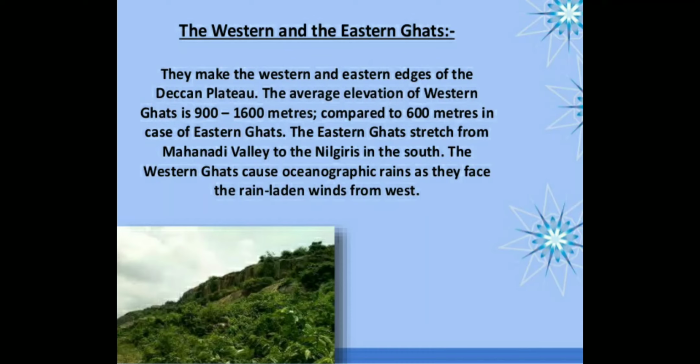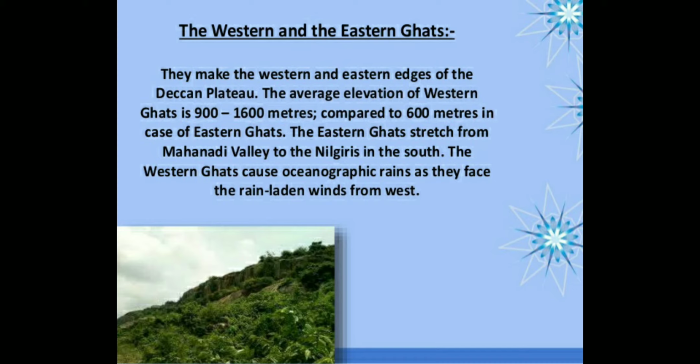The downmost southern part of India has two sides. On one side you find the Bay of Bengal, on the other side the Arabian Sea. The side adjacent to the Arabian Sea has a chain of mountains known as the Western Ghats. On the other side, near the Bay of Bengal, there is another ghat known as the Eastern Ghats. The Eastern Ghats stretch from Mahanadi to the Nilgiris in the south.